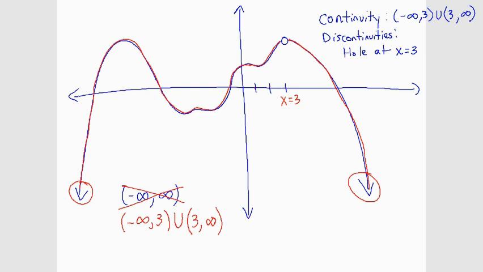So domain and continuity, I said sometimes they can be the same. In fact, a lot of times they can be the same. Is that the case in this instance? And the answer is yes. We do not have a defined point anywhere at x equals 3.